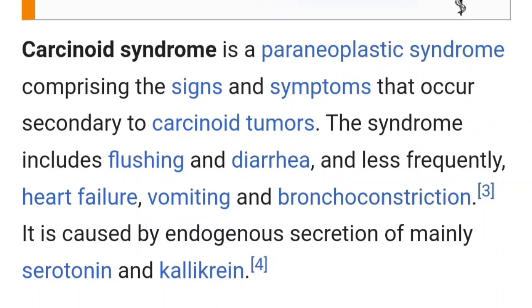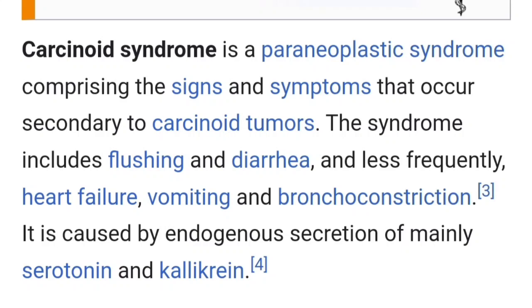So what is the definition of carcinoid syndrome? Carcinoid syndrome is a paraneoplastic syndrome, and it comprises the carcinoid tumors. So it is because of tumors. What is the name of the tumor? The carcinoid tumor. And what does it produce? Symptoms.